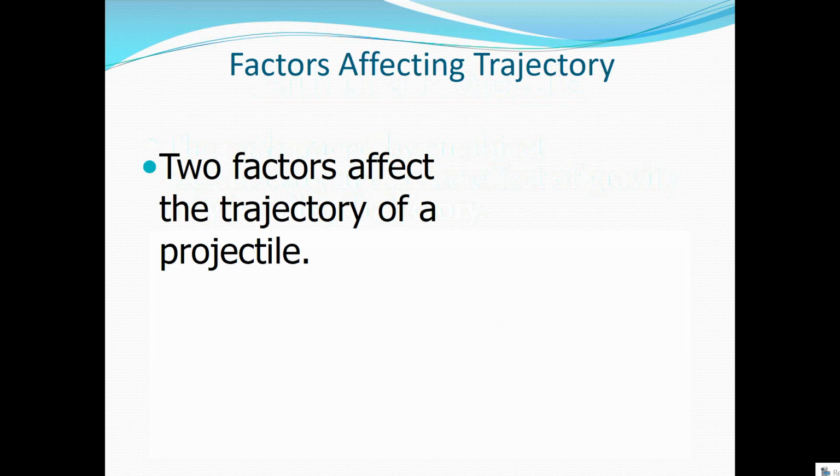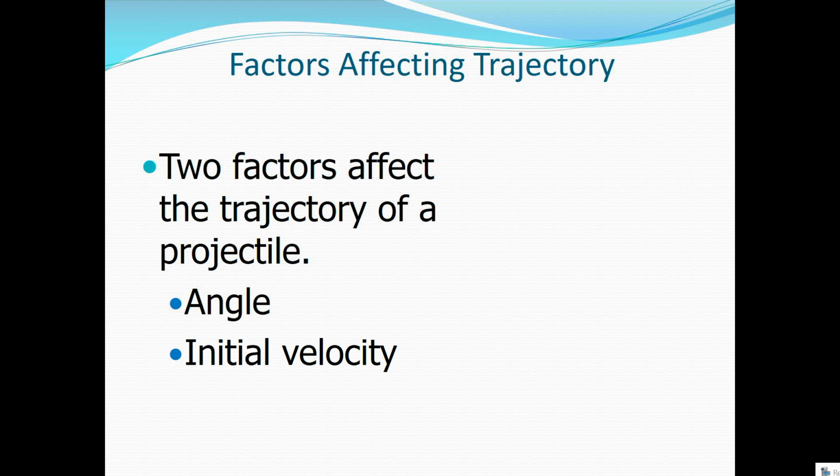When we look at factors that are affecting trajectory, there are two primary ones that we're going to look at outside of friction, which we will talk about later, and those two are angle and initial velocity. So whatever initial velocity and angle a projectile starts with, those are going to be the two factors that affect its trajectory when we disregard any frictional forces.